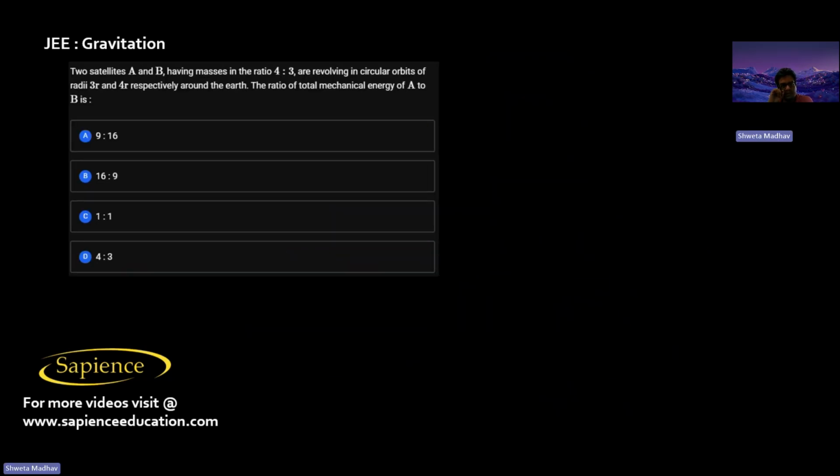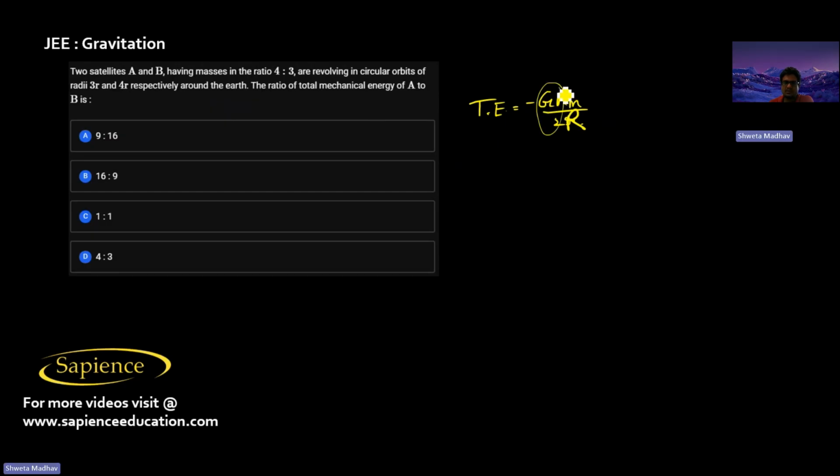Then here it is told two satellites A and B having masses in the ratio 4:3 are revolving in circular orbits of radius 3r and 4r respectively around the Earth. Ratio of total mechanical energy of A to B is? So the total mechanical energy is given as minus GMm by 2r, where r is the radius of the orbit, small m is the mass of the satellite, and capital M is the mass of the Earth.